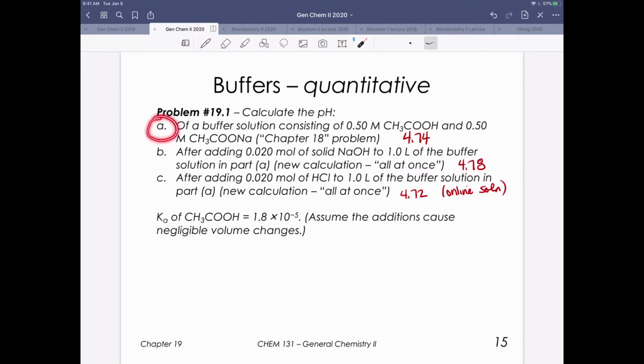Now, hopefully part A is pretty straightforward. This is very similar to a kind of question that you'd see in chapter 18. Basically, if we were to have a salt solution, for example, we might have some weak acid. And again, here's a salt, which provides the conjugate base. So this is kind of like a problem we'd see in chapter 18.